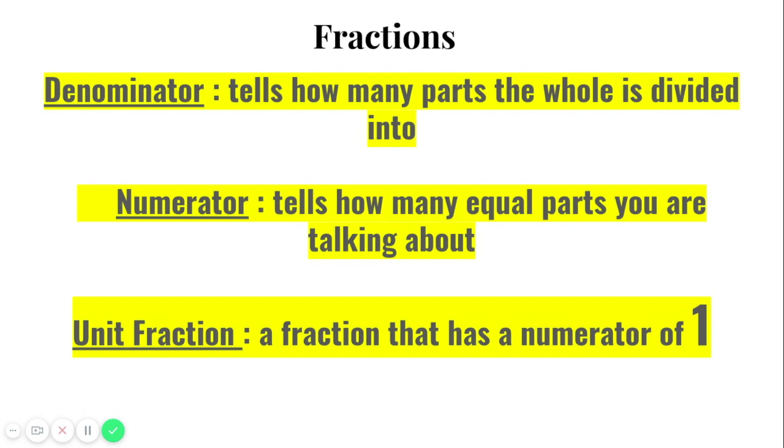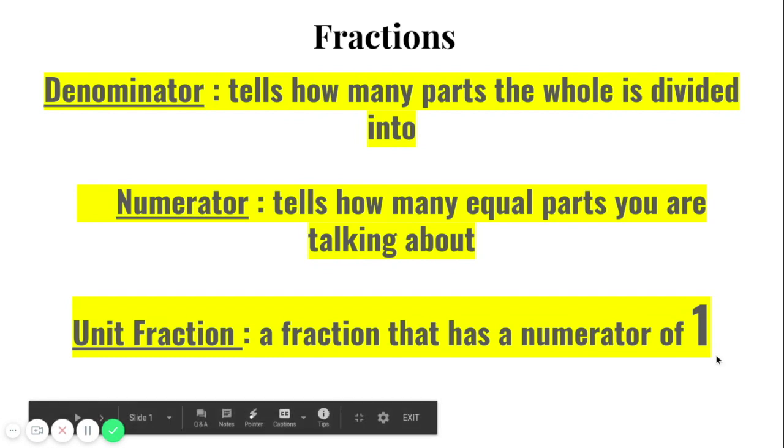So depending on how many units there are, one of those will be the unit fraction. For example, if there are 10 units or sections, 1/10 would be the unit fraction. If there are 5 units or sections, 1/5 would be the unit fraction. Okay?